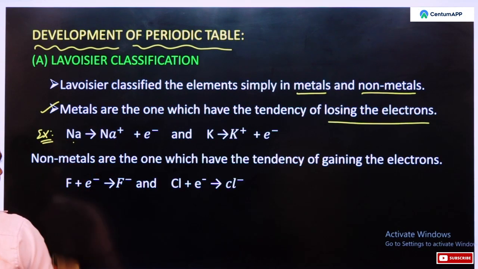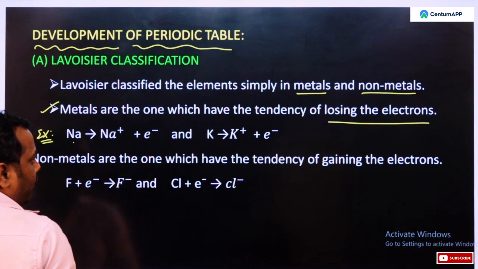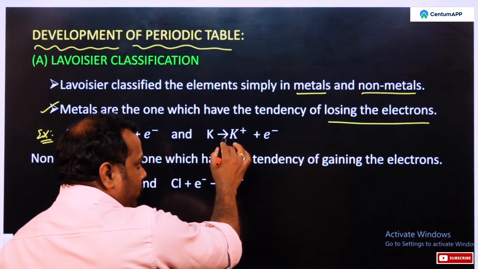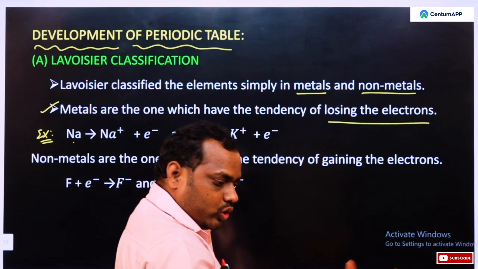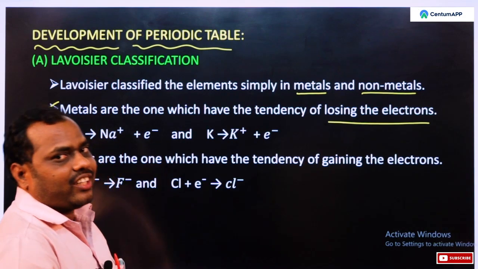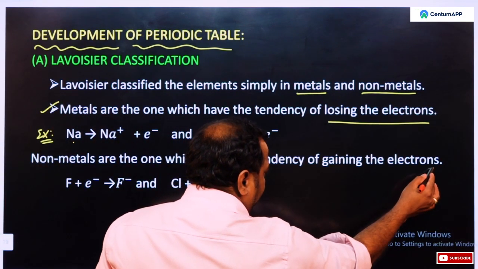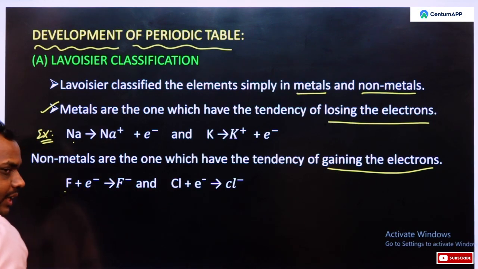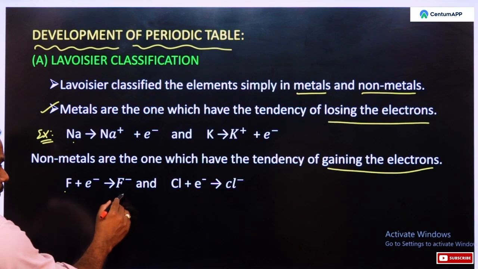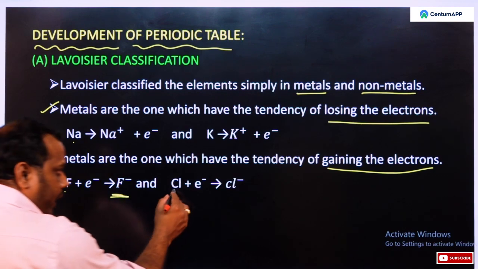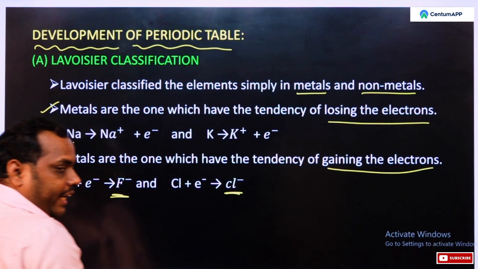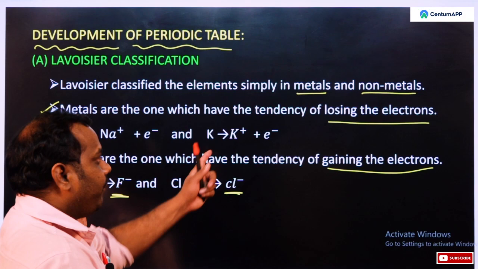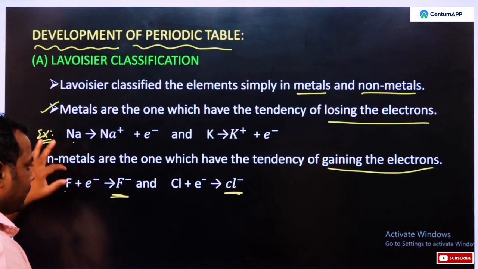Sodium metal loses one electron to form sodium plus ion. One more example, potassium: potassium loses one electron to form potassium plus. Loss of electrons is called metals. Gain of electrons is called non-metals. Examples are fluorine and chlorine, which are non-metals. Fluorine gains one electron to form F minus ion. Chlorine gains one electron to form Cl minus ion. These are examples for metals and non-metals.